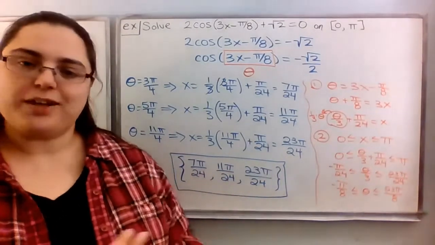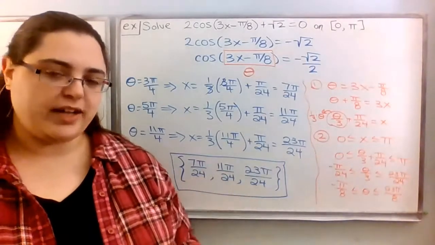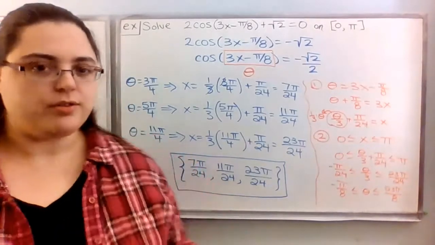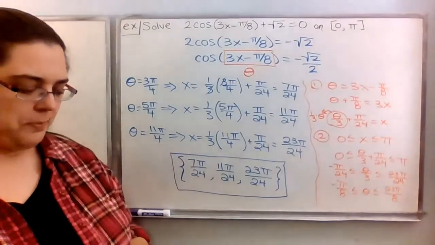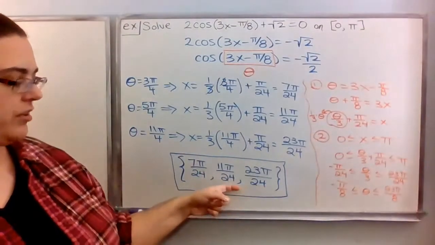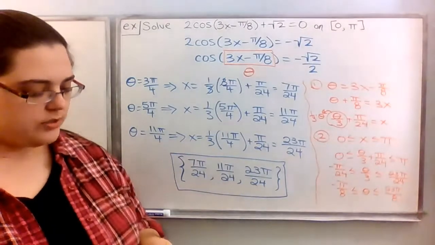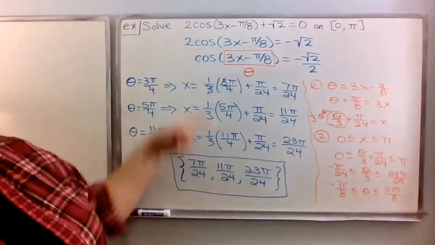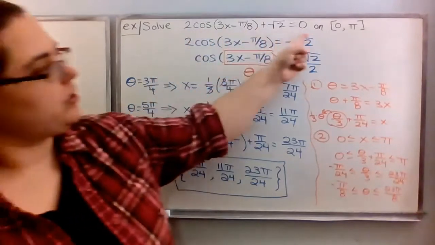And of course, if you want to check your answers, you can throw them into a calculator. So actually, why don't we do that? I'm just going to check one of them just as a justification here. Why don't we check this one in the middle? So I'm going to throw these values into the original equation.